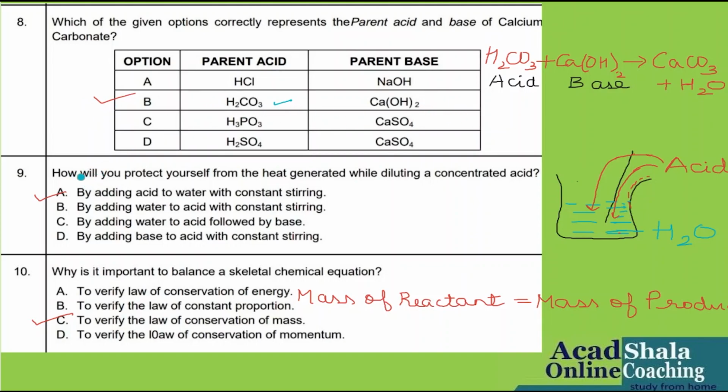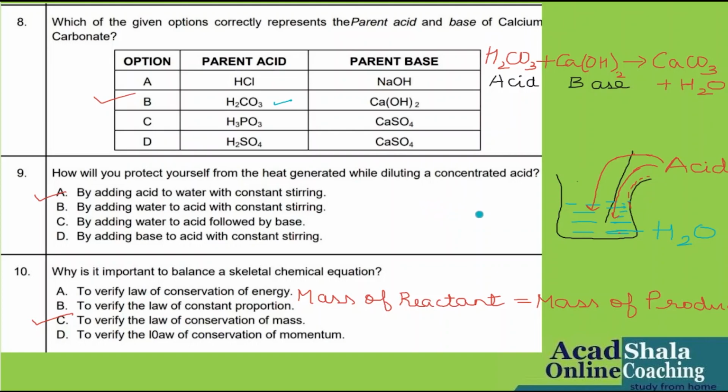Okay, next question. How will you protect yourself from the heat generated while diluting a concentrated acid? This is very important: while working in the labs and playing with acids, you should be very, very careful. That means you will take a beaker, add water, and then add the acid drop by drop with the help of a stirrer. You will do constant stirring, and the stirrer should also touch the wall of the test tube or beaker, so that there is no accident while doing experiments with acid. So you need to be very, very careful.